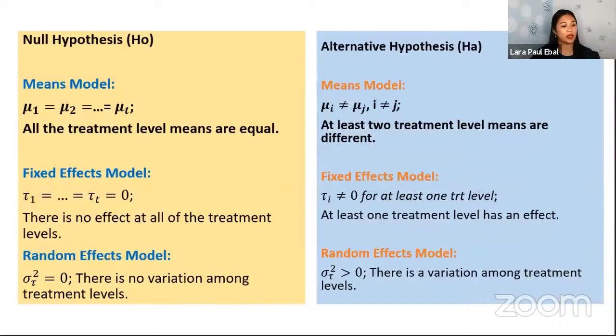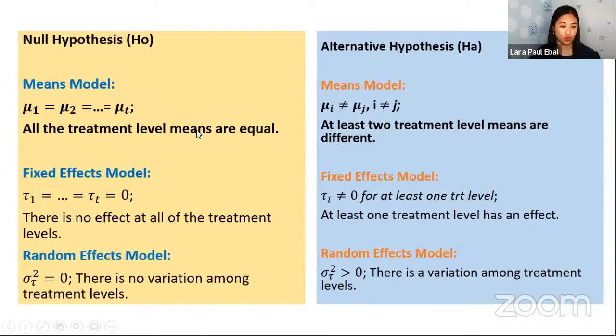As I've said, meron tayong tinatawag na fixed effects, meron tayong random effects. So yung fixed and random effects will be reflected in the hypothesis testing. But you can actually always use this means model, na we just use the mu. So for the null hypothesis using the mu's, we have mu1 equal to mu2 equal to mu t. So in words, you say all the treatment level means are equal, the same lang daw yung means from different groups or different levels. Versus the alternative that at least 2 treatment level means are different, or at least one is different from the rest. Okay, pwede yun. So this is a friendly way of stating the null and alternative hypotheses.